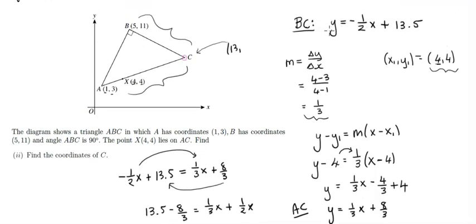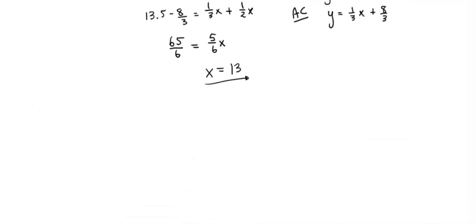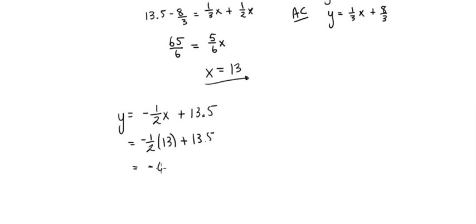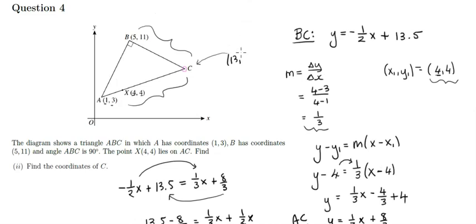So let's use the equation of BC to find our y value for C. So we have y is equal to minus a half x plus 13.5. So you have minus a half times 13 plus 13.5, which is going to be minus 6.5 plus 13.5, which is 7. So C has the coordinate 13 and 7. So it's 13 and 7. And that's the coordinate of C.